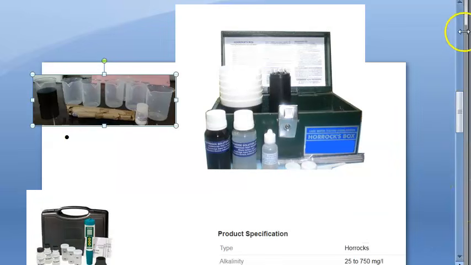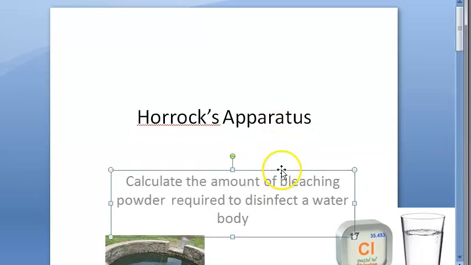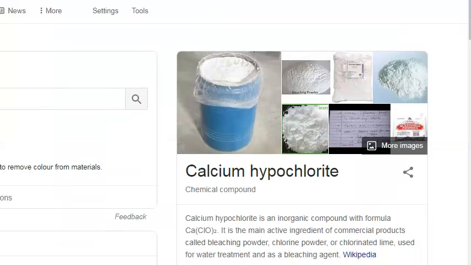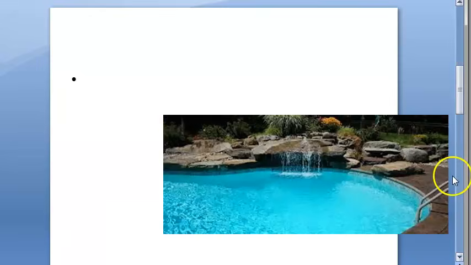So basically what you're trying to do, you're trying to disinfect the water body. So basically chlorine is going to be present in bleaching powder, right? What is bleaching powder, guys? Bleaching powder has chlorine. So bleaching powder is nothing but calcium hypochlorite. And this will release what? Chlorine. And chlorine is a disinfectant. Don't touch it with your bare hands. It's really powerful, chlorine. Okay.